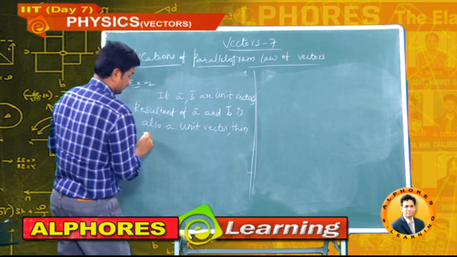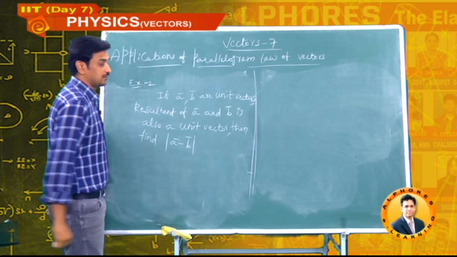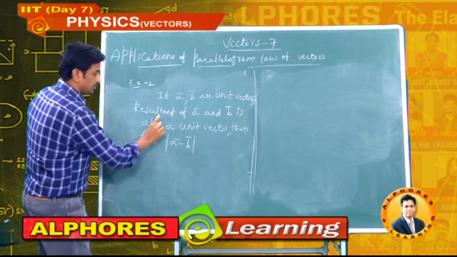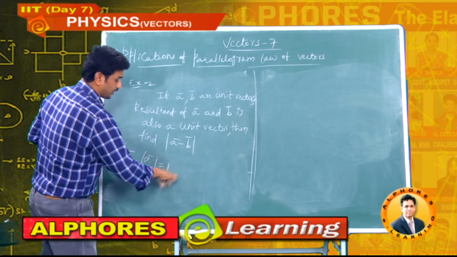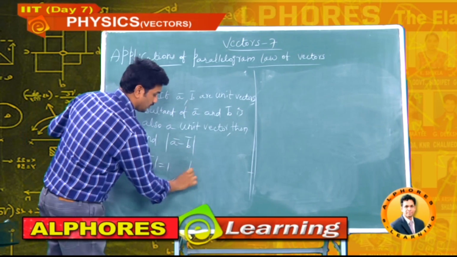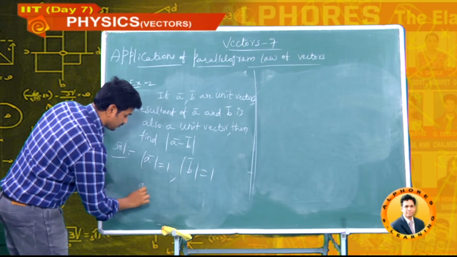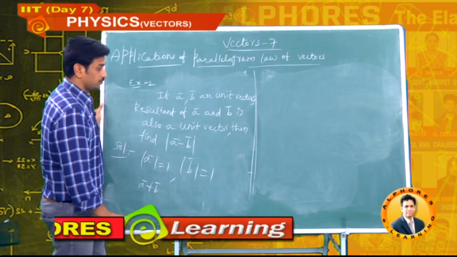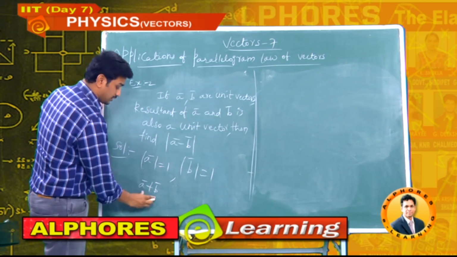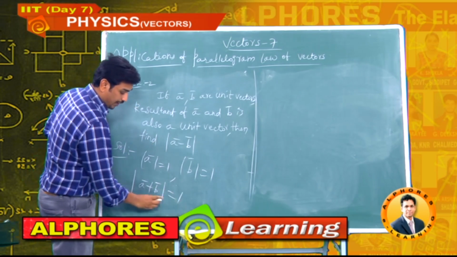Then find mod a bar minus b bar. This they are asking, this we should calculate. Now according to the question, a bar is a unit vector, so mod a bar is 1 because unit vector magnitude is 1. B bar is also a unit vector, magnitude of b bar is also 1. What is the resultant of a bar and b bar? A bar plus b bar. Now this also acts like a unit vector, so the magnitude of this one is also 1.